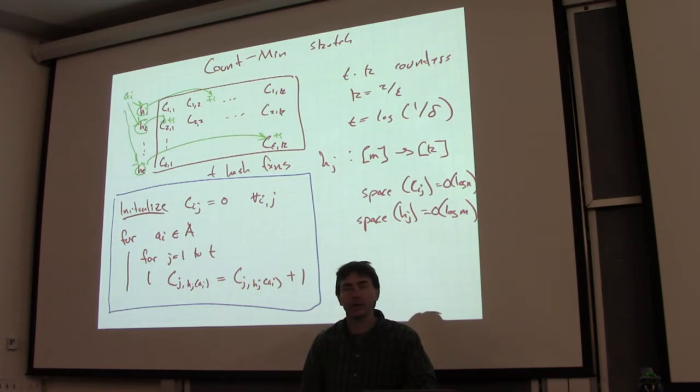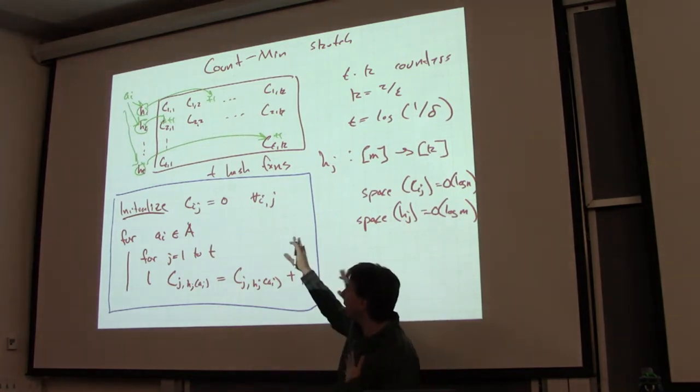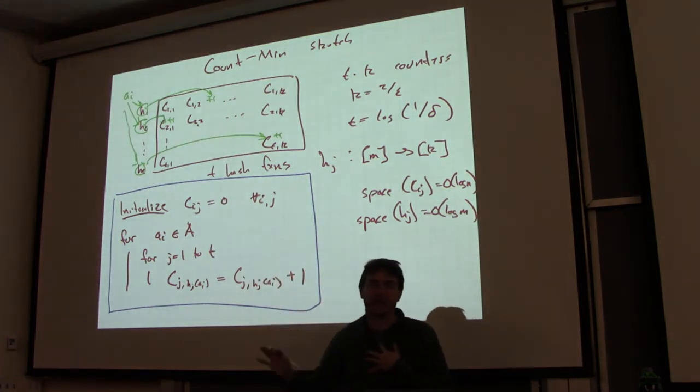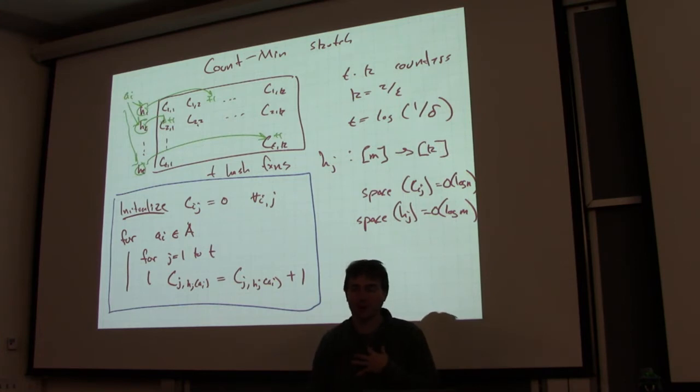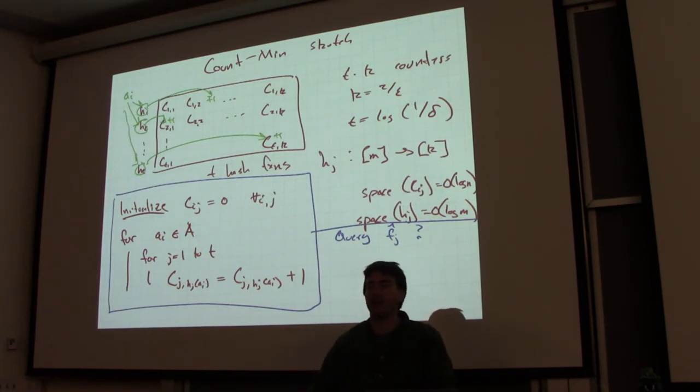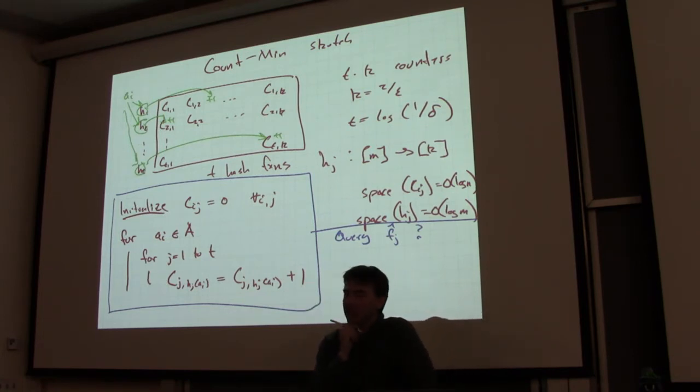Okay, so it's fairly simple to actually implement. I haven't told you yet how we recover our estimates. So now I want to do a query for f_j hat. How do I do this query? I have an IP address, and I want to know how often this IP address occurred. You can hash j and look across all the hash functions and find the minimum.